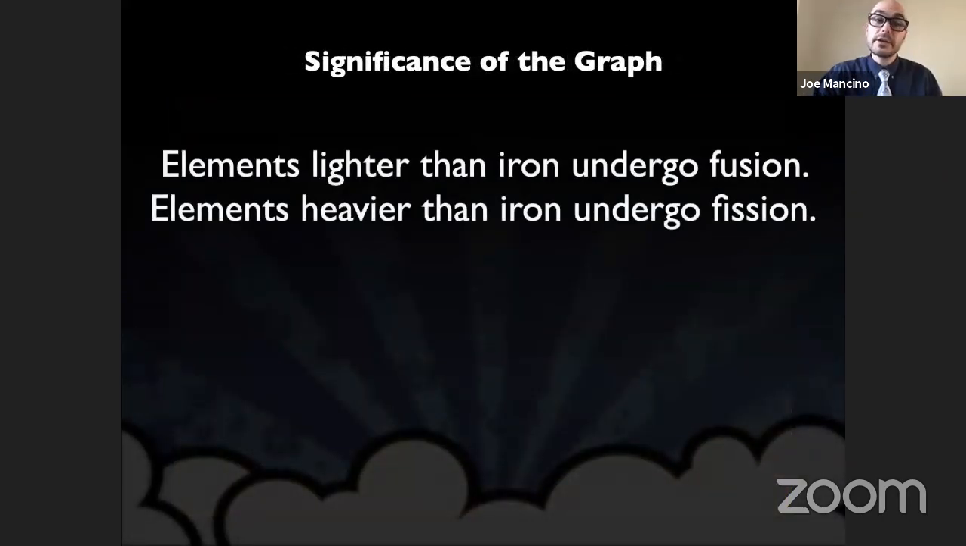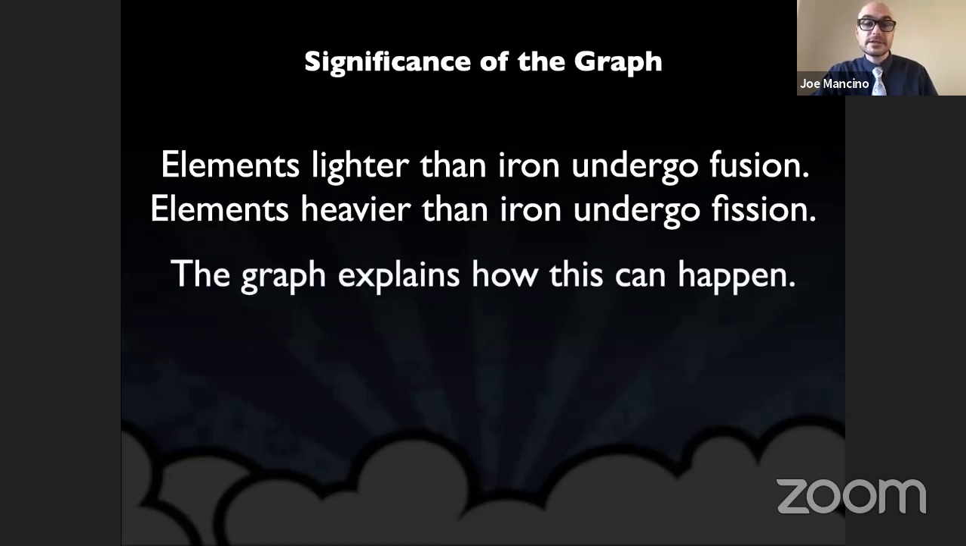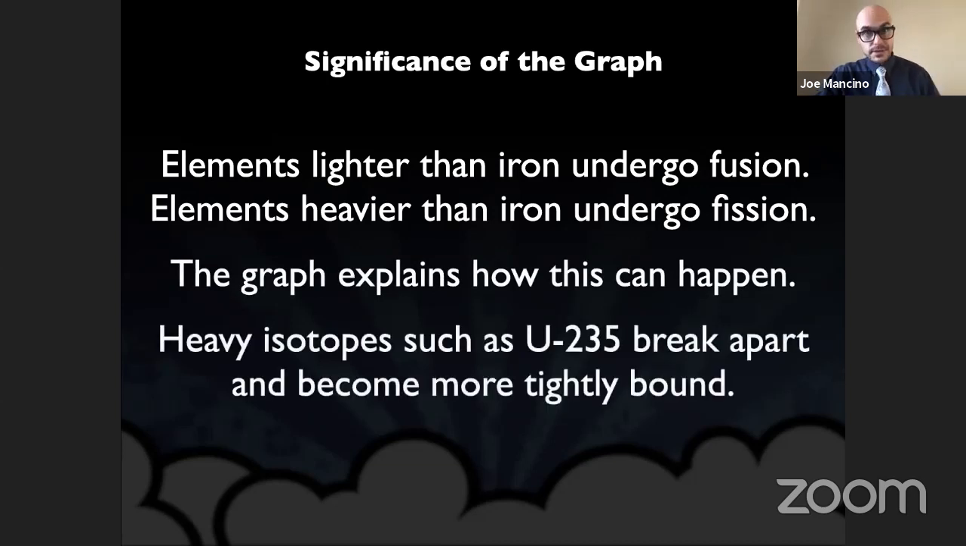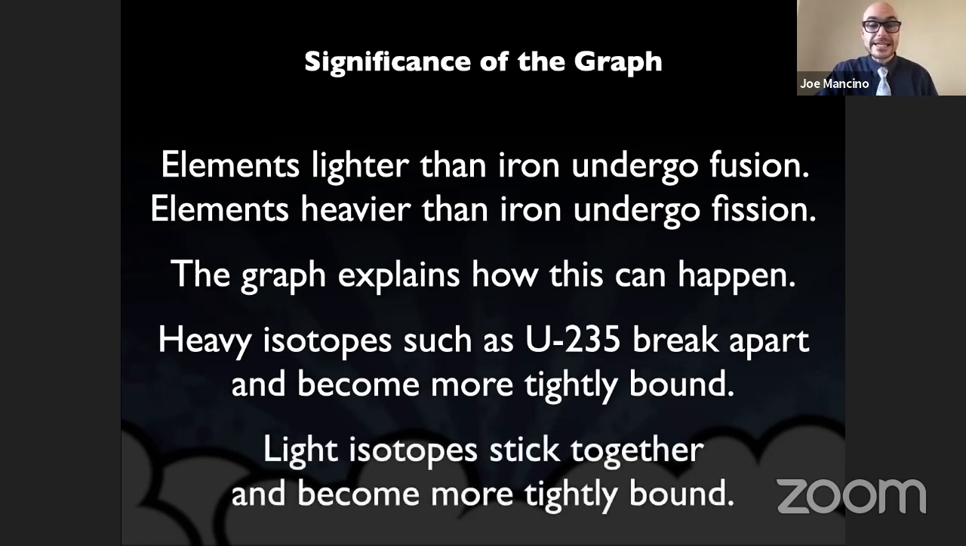Elements lighter than iron undergo fusion. They stick together. Elements heavier than iron undergo fission. And that graph explains how it can happen. Heavy isotopes like U-235, they break apart. They become more tightly bound. Their binding energy per nucleon goes up. Light isotopes stick together and become more tightly bound.